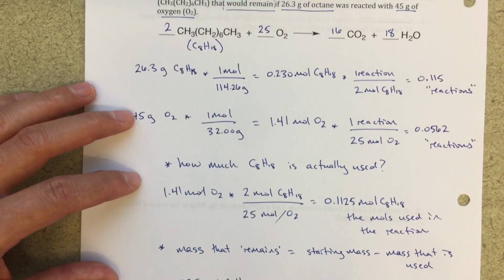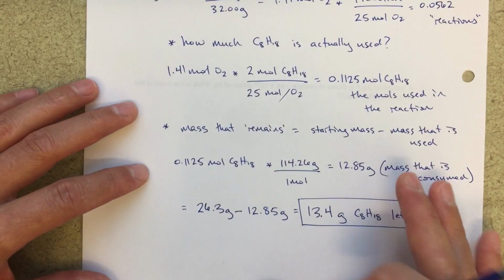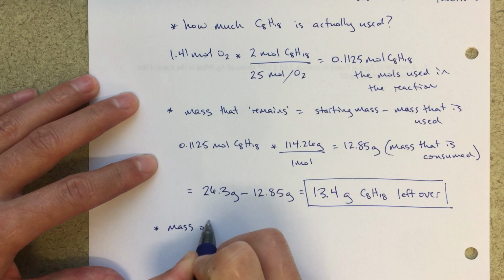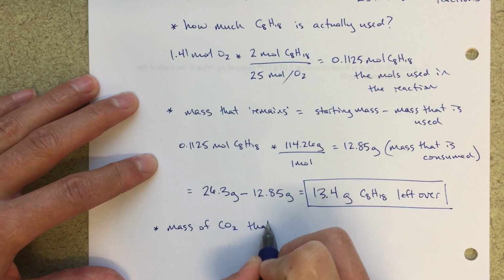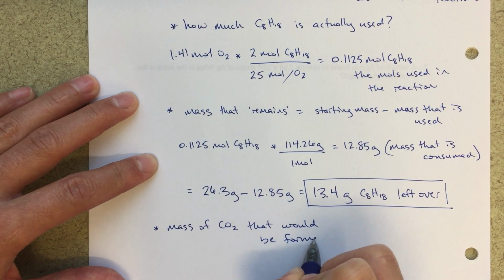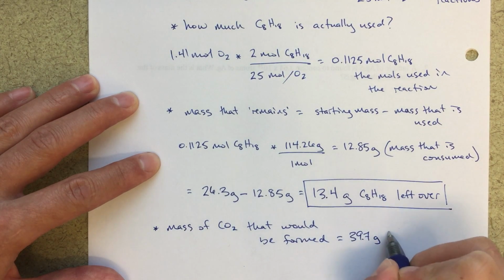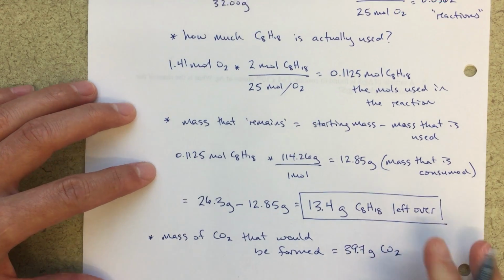One other thing, a little tidbit here: in class I suggested finding the mass of CO2 that would be formed. And the answer to that is 39.7 grams of CO2 that would be formed. And that's going to be based off of the limiting reactant.